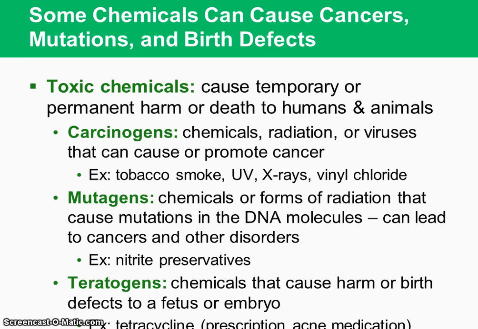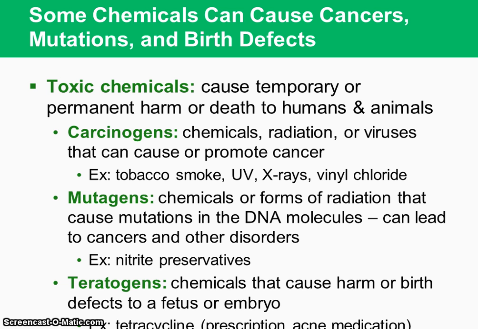So toxic chemicals cause temporary or permanent harm or death to humans and animals. Again, sort of like our definition for pollution, there are a lot of things that can fall underneath this category of being a toxic chemical. Temporary, permanent, death or harm. So lots and lots of things.